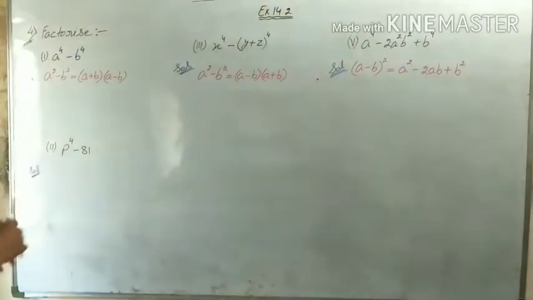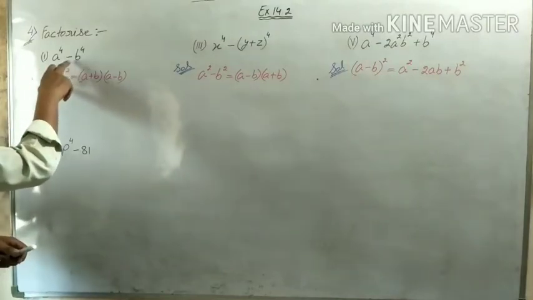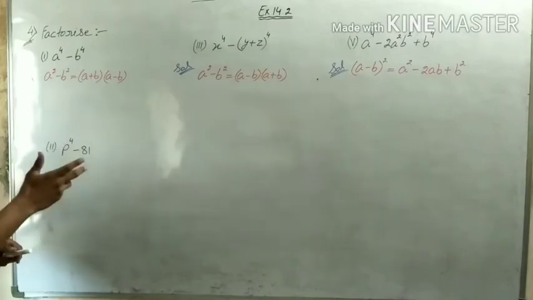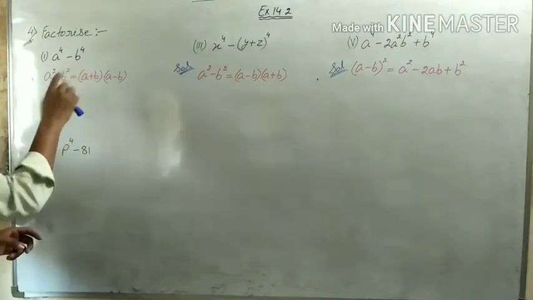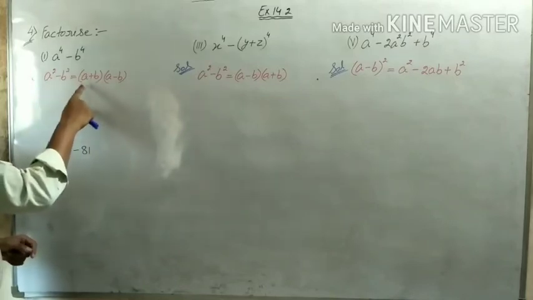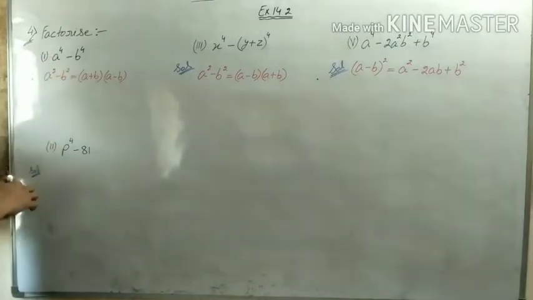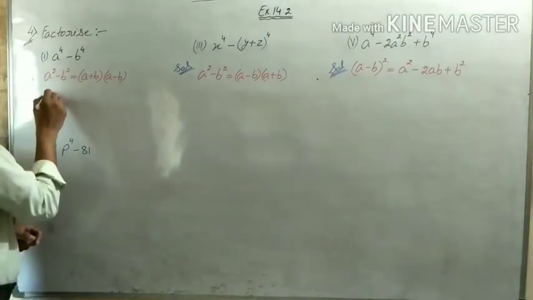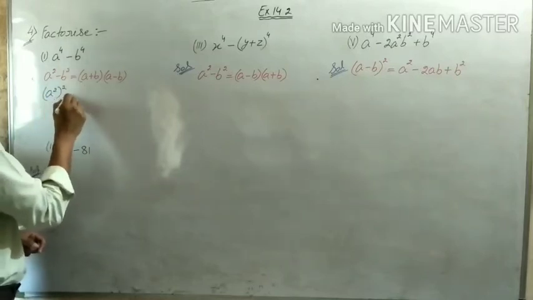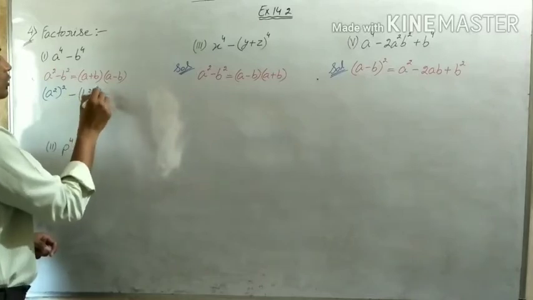Question number 4, again factorize. So the first one, number 1, we have a raised to 4 minus b raised to 4. Now there is no formula like this, but we can modify this and we can again use the same identity, that is a square minus b square gives you a minus b into a plus b. So what can we write this a raised to 4 as? We can write it as a square whole square minus b square whole square.